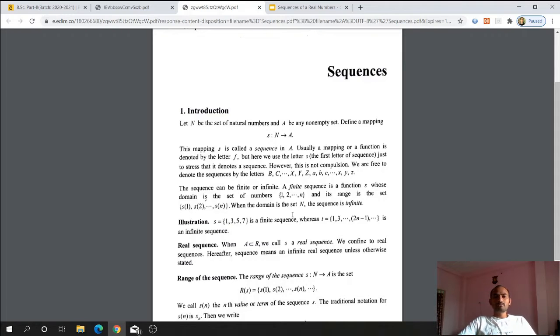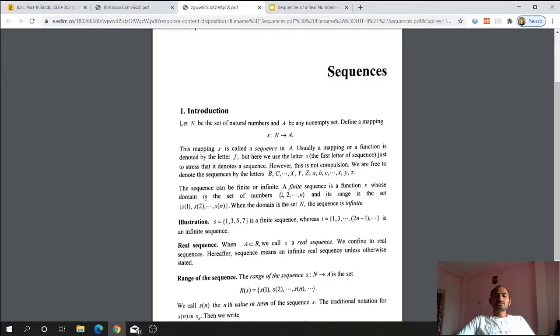So let's take one example. This is your finite set. This set contains the elements 1, 2, and so on up to n. And what is the image of this set? The image of this set is S of 1, S of 2 and so on, S of n under S. So this is the image set. This is your domain and this is your codomain. So S from this set to this set is a sequence, and this is a finite sequence.